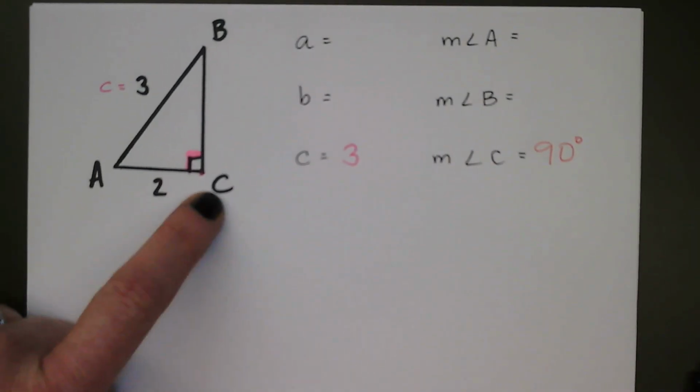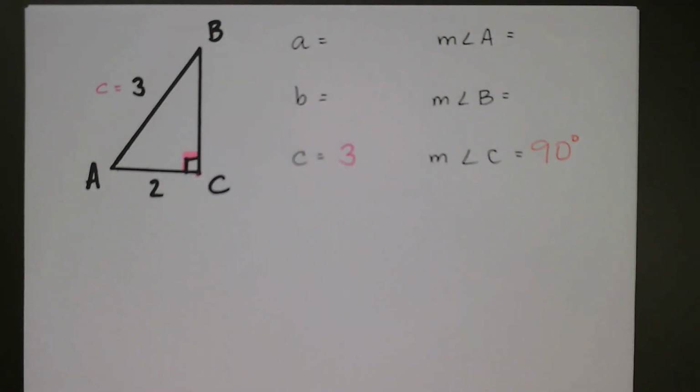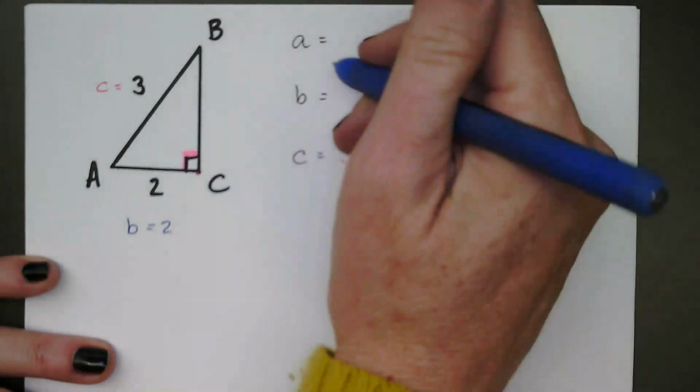Here, this is not labeled with one of the letters, but if I go across the triangle, I'm at angle B. So this means this side right here has to be b. So this is b is 2. So my side length here is 2.